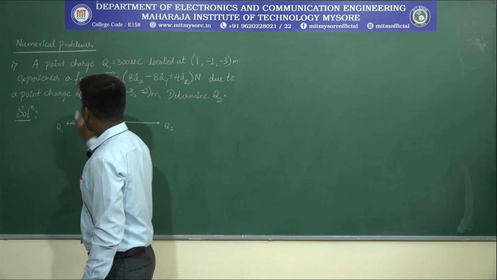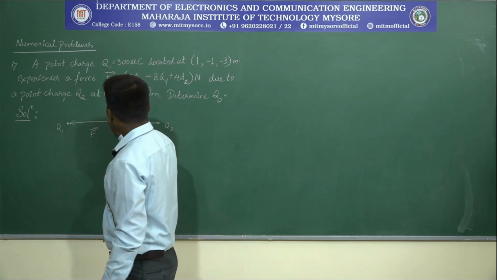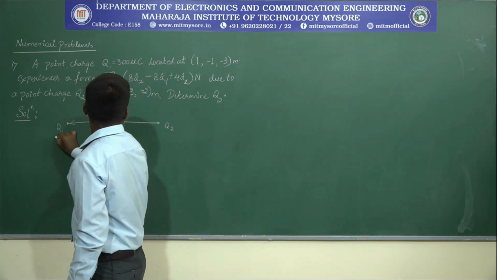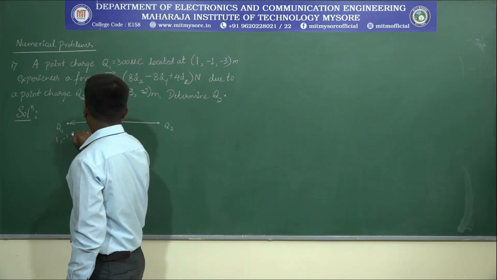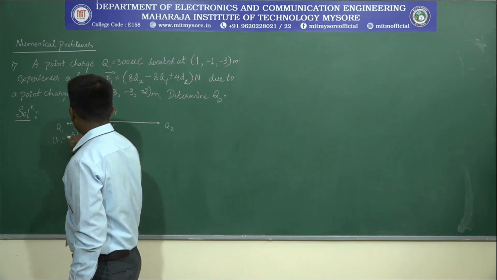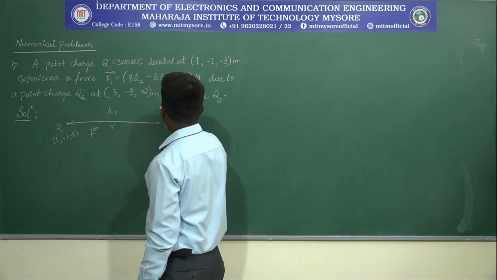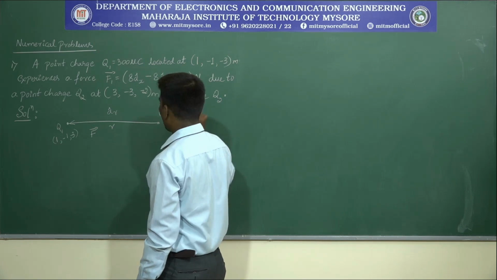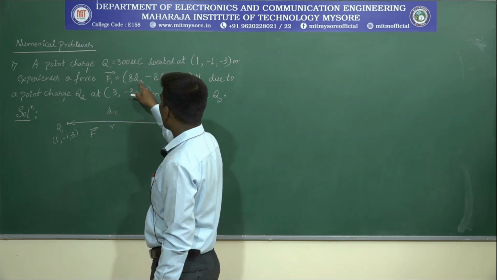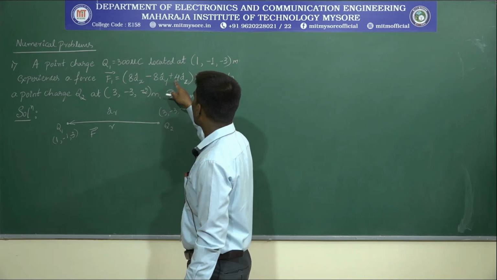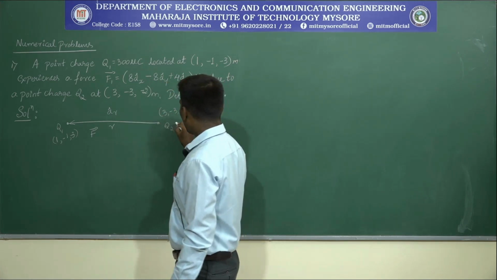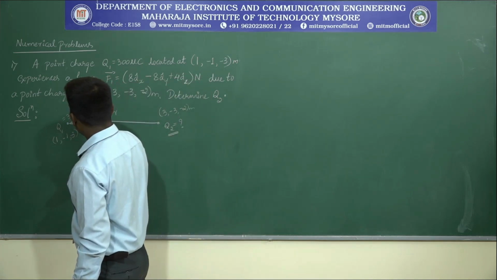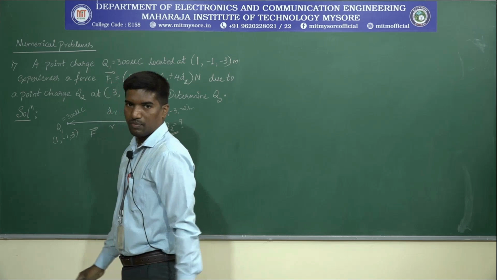Therefore, the direction of this vector is towards Q1, where a cap R is the unit vector. Q1 is located at (1, -1, -3) meters. Q2 is located at (3, -3, -2) meters. The force is given by 8 a cap x minus 8 a cap y plus 4 a cap z. We need to calculate Q2. Q2 is unknown. Q1 is given as a 300 microcoulomb charge, right?